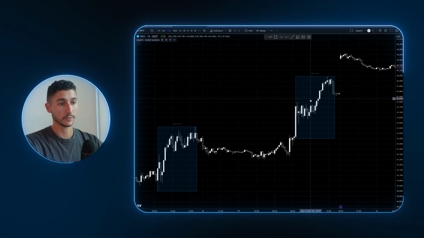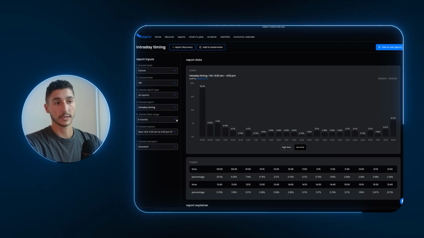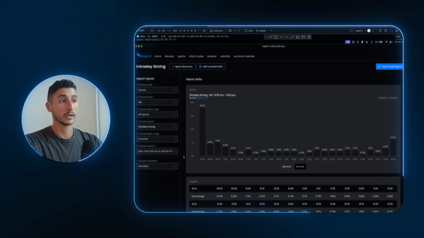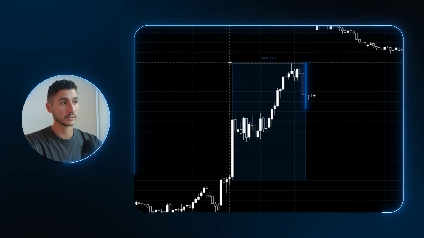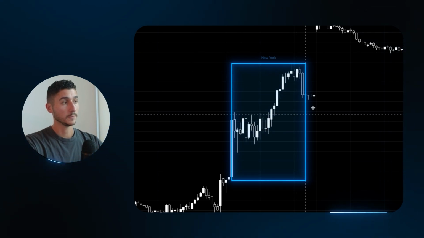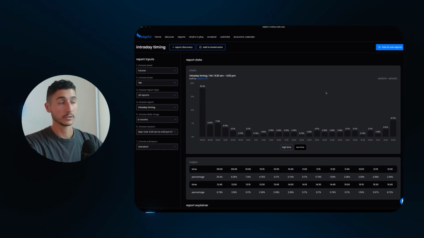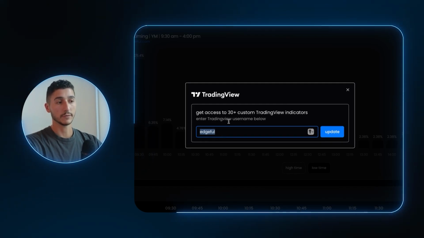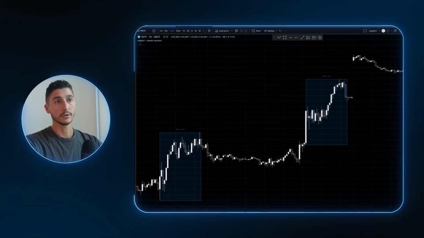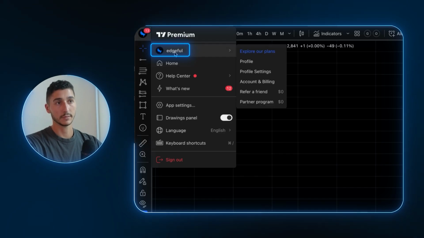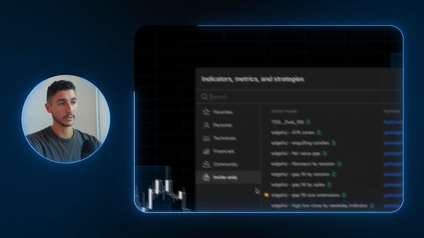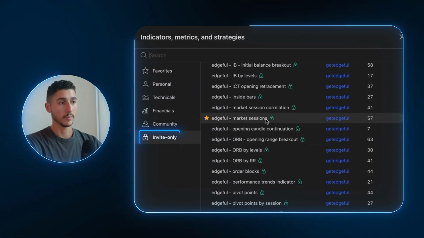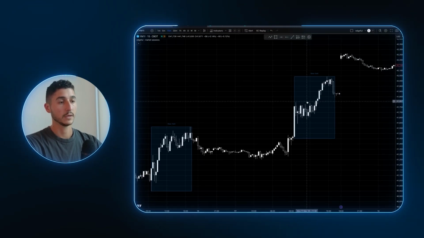Just before I get into this, we're looking at the New York session right over here, which means that we're looking only at the price action within these boxes here. If you want these indicators, go over here to your sidebar, click on the TradingView icon, put your TradingView username in here, click update. You can find your TradingView username here at the top left. You'll see them in your indicator section. Invite only will appear. Market sessions is the one that you want to look at.